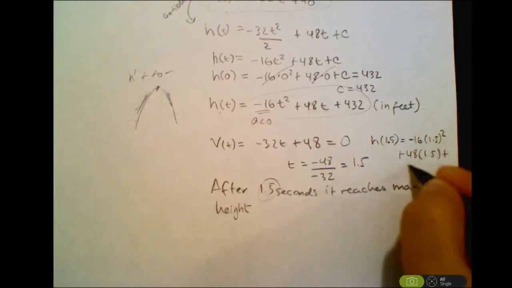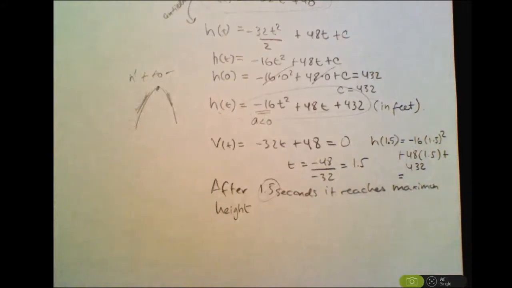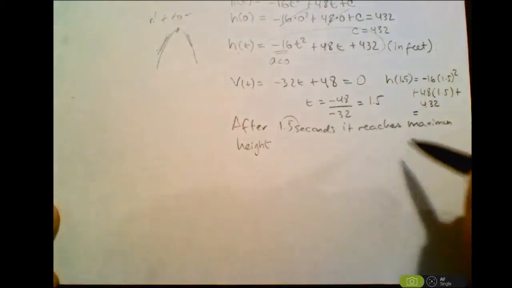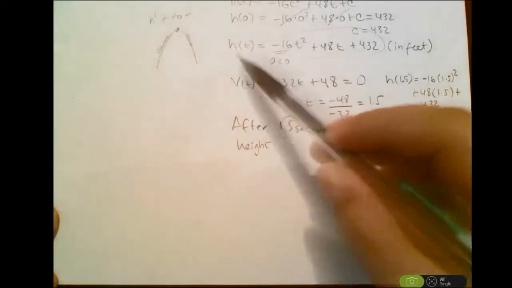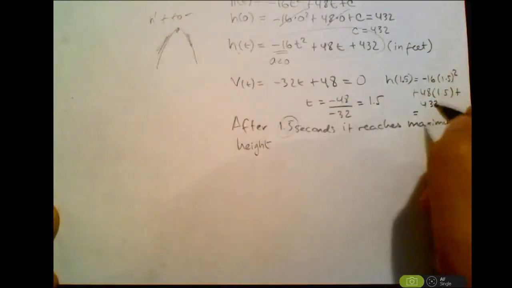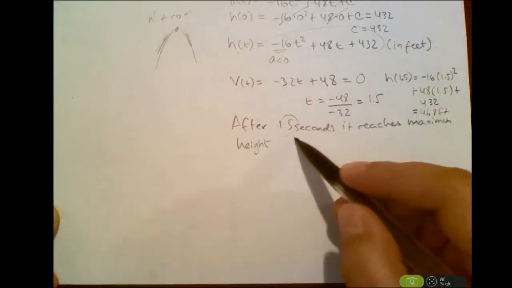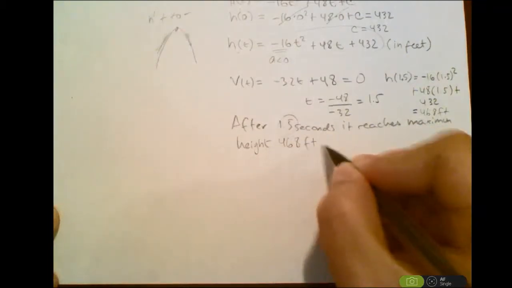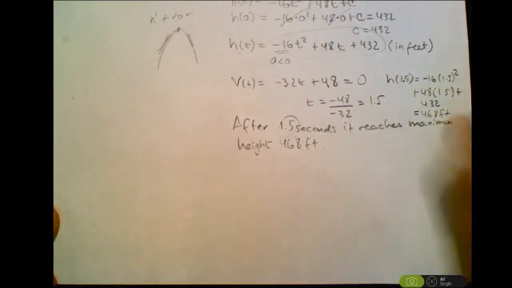plus 432. And according to my calculations, you put it on the calculator. After calculating the maximum height by replacing 1.5 into the h of t function, I get 468 feet. So after 1.5 seconds, it reaches 468 feet, and that is the maximum height. You don't have to if it doesn't say, but it will be nice to have. And also, if they ask you, that's how you do it.